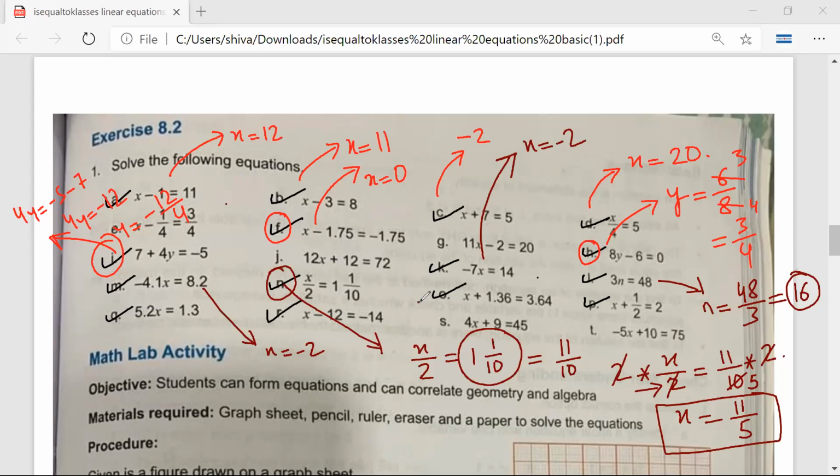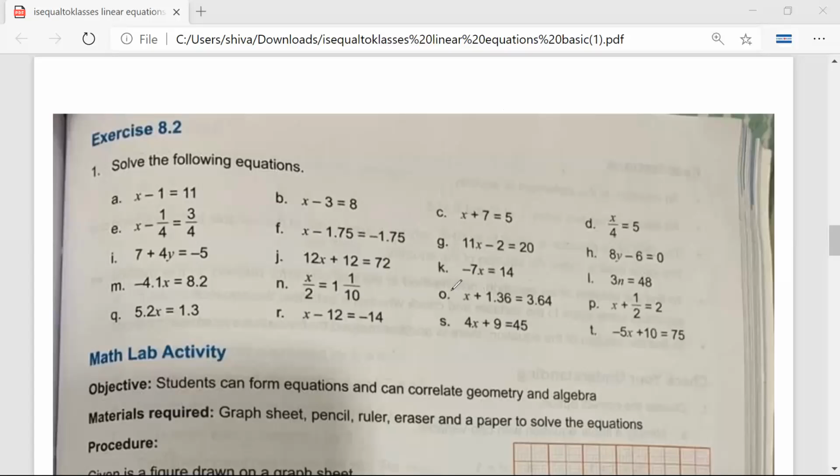Okay, Mr. Sarthak, what is the answer for this O part? So x is equal to 5. Beta 3.64 minus 1.36. Any doubt? So O would be equal to x is equal to 3.64 minus 1.36, and this would be equal to 2.28. Mr. Sarthak, any doubt?